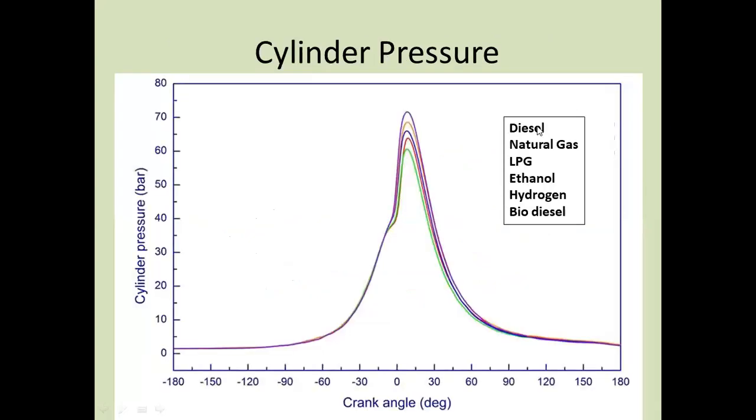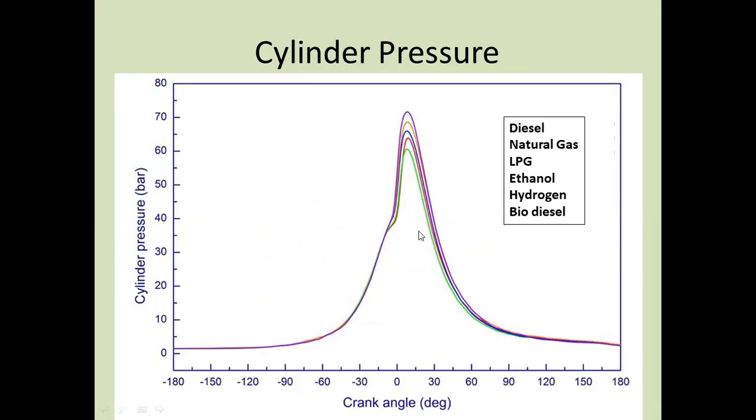So next we can discuss the cylinder pressure. As I told you earlier, we can discuss the combustion in the internal combustion engine, with crank angle on the x-axis and cylinder pressure on the y-axis. As I told you, in the CI engine there are four stages: the first stage is the ignition delay period, the second stage is uncontrolled combustion, the third stage is controlled combustion, and the fourth stage is the after burning period.